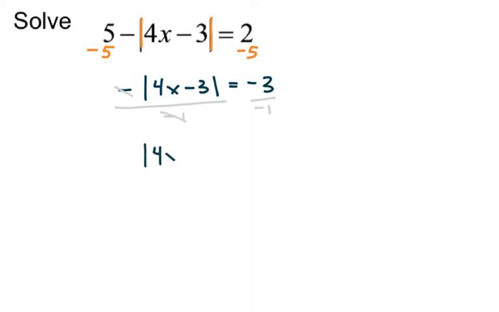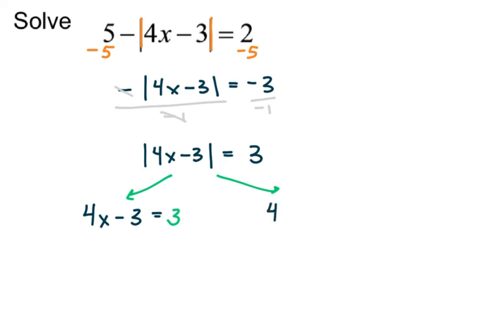Now I have the absolute value of 4x minus 3 equals positive 3. And remember, my absolute value expression needs to be equal to a positive number. In the previous step, it was equal to a negative number, and that could have raised a red flag in your head. But now we have it equal to a positive number, so I will separate into two equations, dropping my bars. I have 4x minus 3 equal to positive 3, or I have 4x minus 3 equal to negative 3.